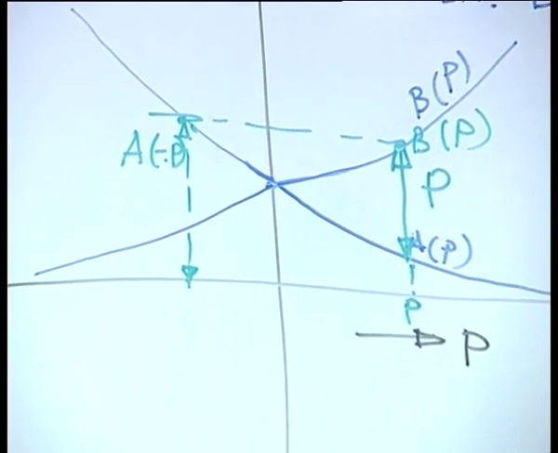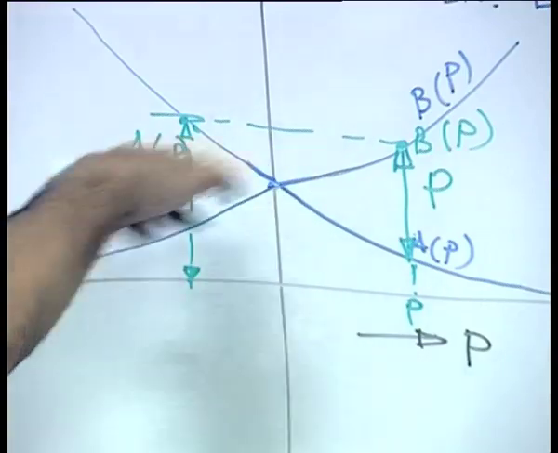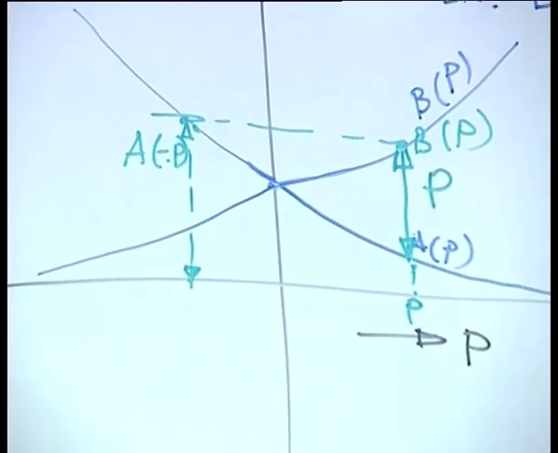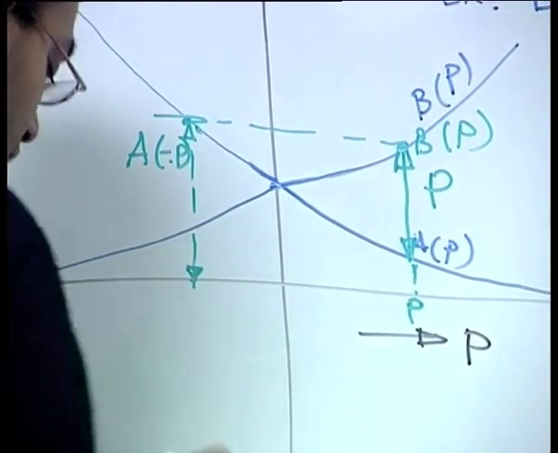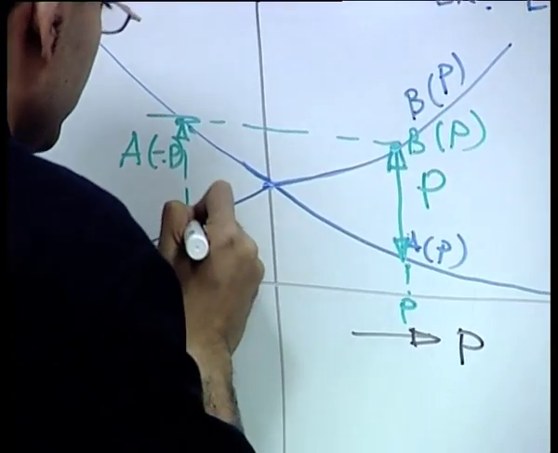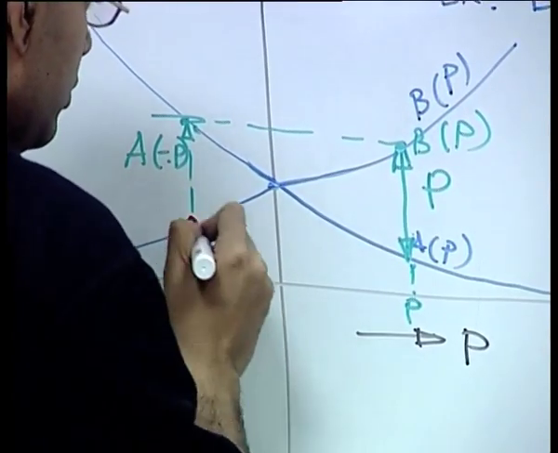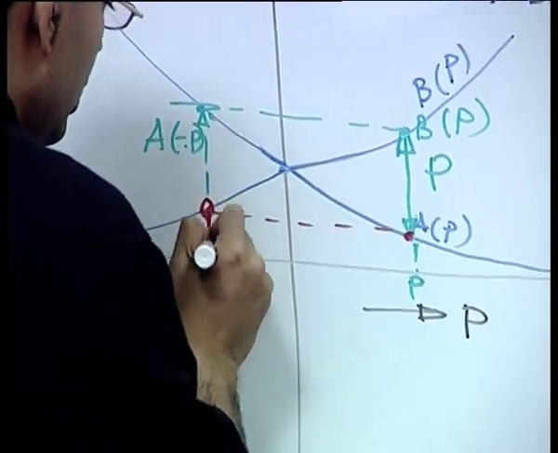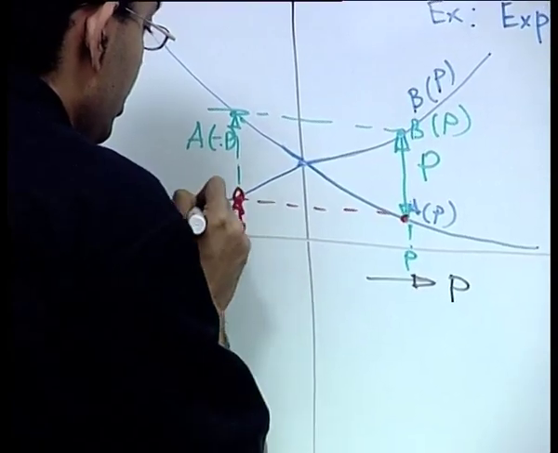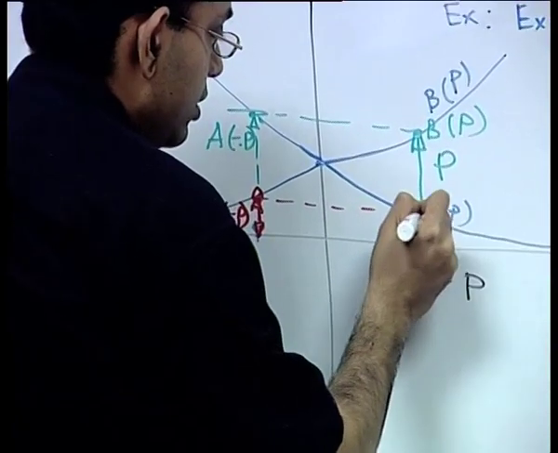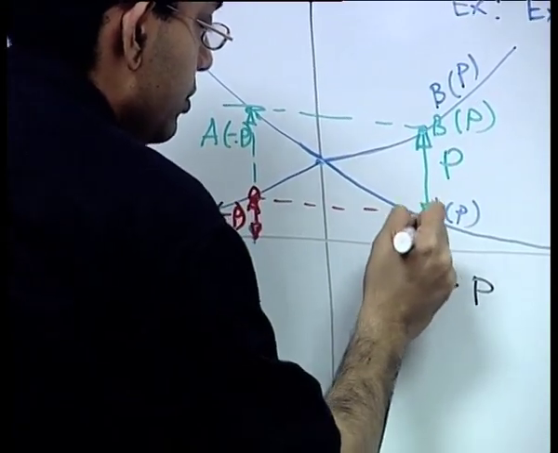Similarly, it can be seen from the graph that B of minus P is equal to A of P. So, if you consider B of minus P, this is B of minus P and this is A of P.